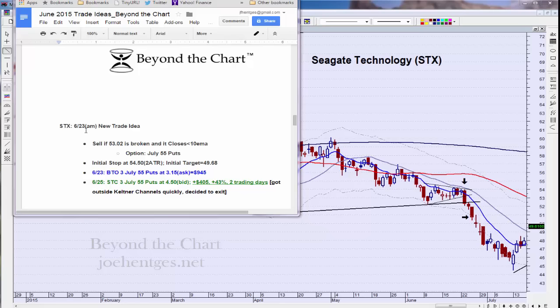So on the morning of June 23rd, I said, okay, we've got a new trade idea. If it breaks 53.02 in here, which is the low of this white bar right here, and it closes below the 10 exponential moving average, which is the blue line, I'm saying go ahead and enter July 55 puts. So they would be in the money.